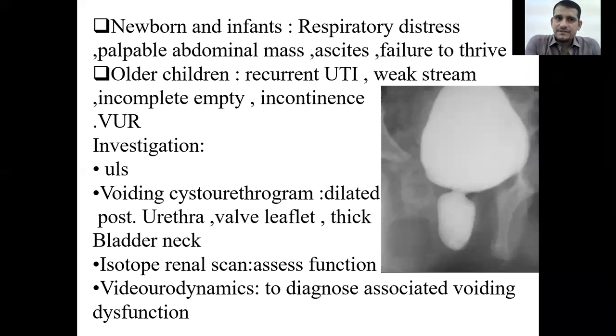This is the presentation or case scenario for the posterior urethral valve, either diagnosed prenatally during the mother's follow-up, or a newborn or infant presenting with respiratory distress, palpable abdominal mass, ascites, failure to thrive, and also repeated vomiting, electrolyte disturbance, lethargy, all because of the inability to pass urine normally, dilated kidneys, and may present with high blood urea nitrogen.